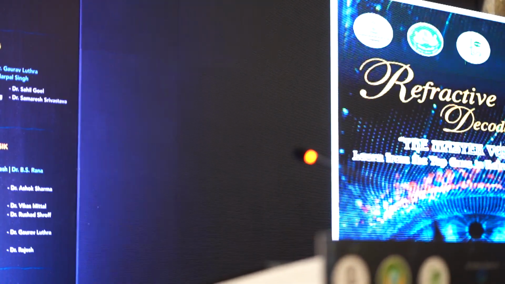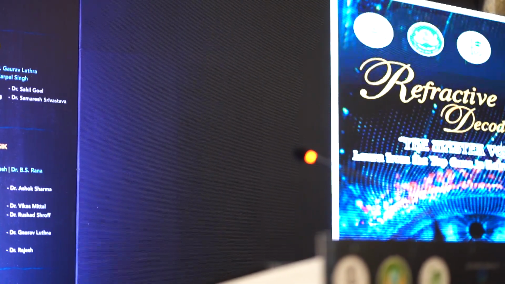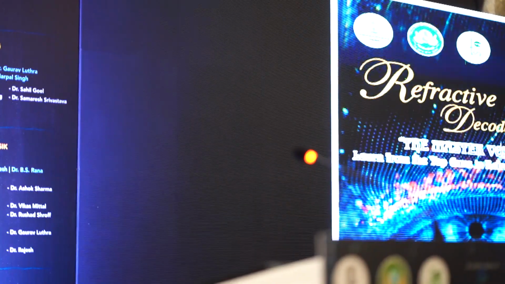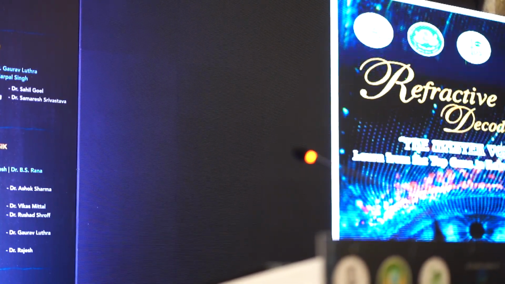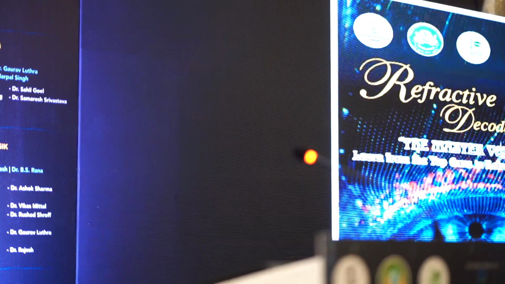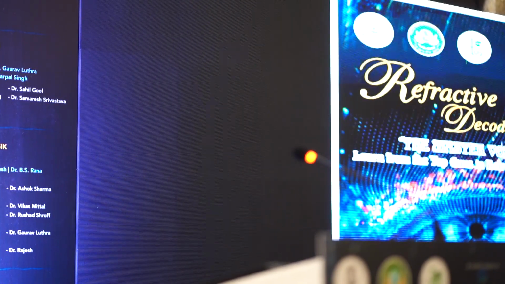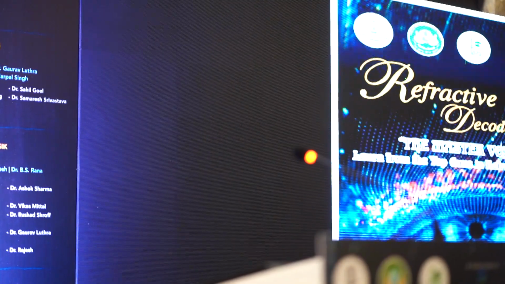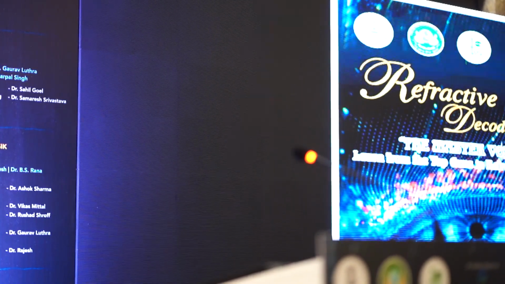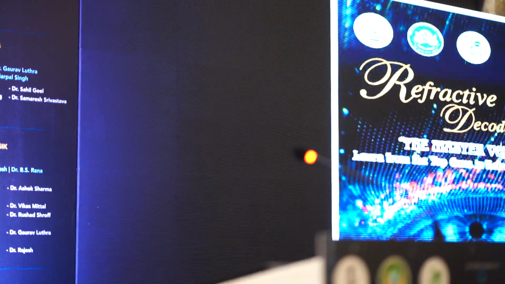Meanwhile, I request the panelists of the next session, Dr. P.S. Rana, Dr. Rajendra Singh, Dr. Gaurav Luthra, Dr. Rohit Om Prakash, Dr. Vikas Mittal, and Dr. Ashok Sharma to please take the seats. I request Dr. Amit Gupta.